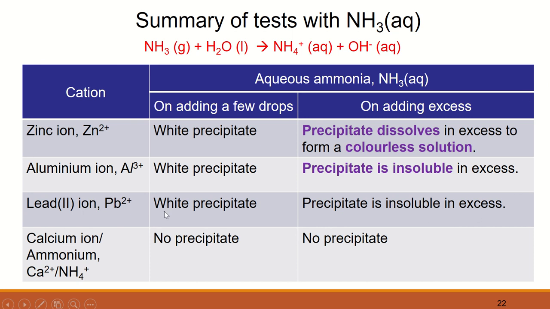This is the summary of test results for the various cations with aqueous ammonia. Again, it is not complete. So make sure that you use this as a checklist to help you ensure that you have all the keywords. But you must make sure that the sentence is complete and not like this, in which it's not stated what is in excess.